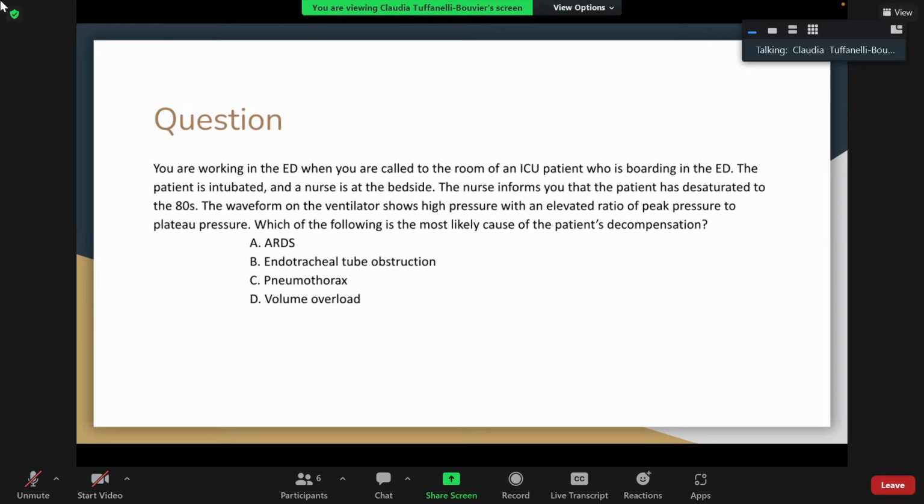So that plateau pressure we talked about is high. Which of the following is the most likely cause of the patient's decompensation? A, ARDS, B, endotracheal tube obstruction, C, pneumothorax, or D, volume overload? And you guys can answer too in the chat.